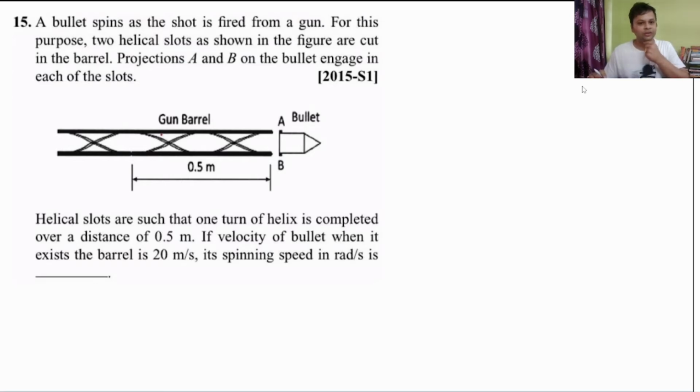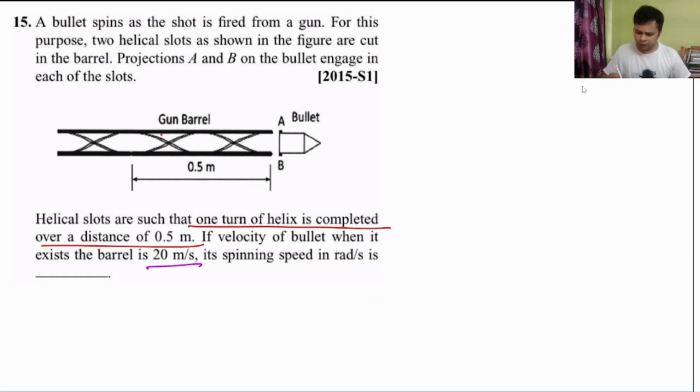The helical slots are such that one turn of the helix is completed over a distance of 0.5 meter. If the velocity of the bullet when it exits the barrel is 20 meter per second, its spinning speed in radian per second is. So basically, its angular speed, its spinning speed is being asked.